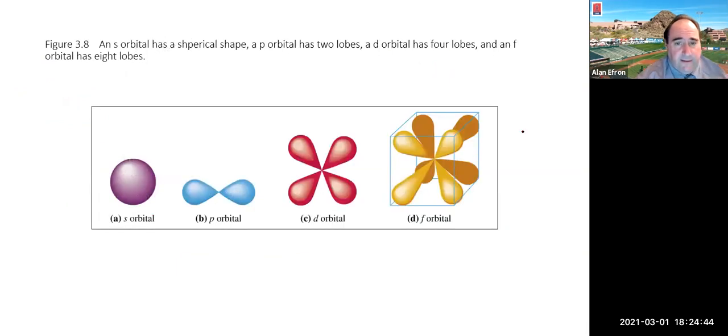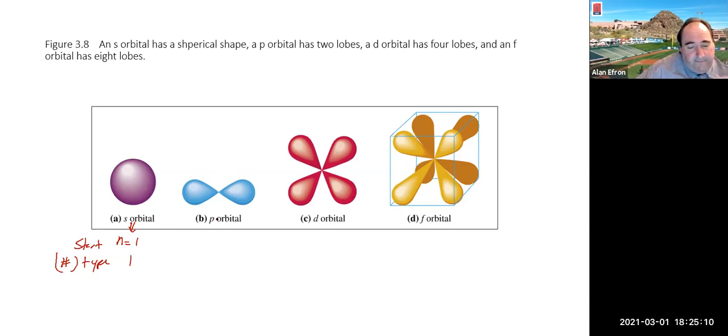S orbitals are basically a sphere, a circle. S orbitals start at the first energy level. They start at n equals 1, which is where we first see s orbitals. There's only one s orbital, no matter what energy level you're at.